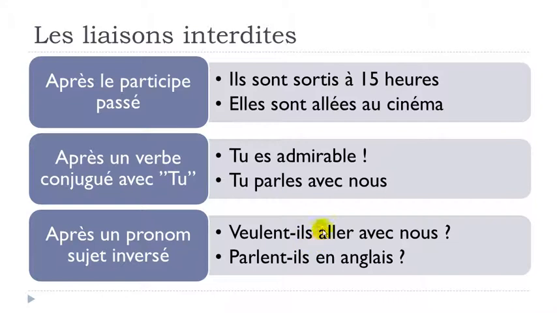We've got an S here, and then we've got a vowel after. But then the rule goes like that. If you've got this structure, in which your pronoun is coming after your verb because it's a question, then you don't make the liaison. Veulent-ils aller avec nous? Exactly the same thing here. Parle-t-il en anglais? So no liaison after your pronoun, just because the structure is like that. First you have your verb, then your pronoun, then you don't make a liaison.